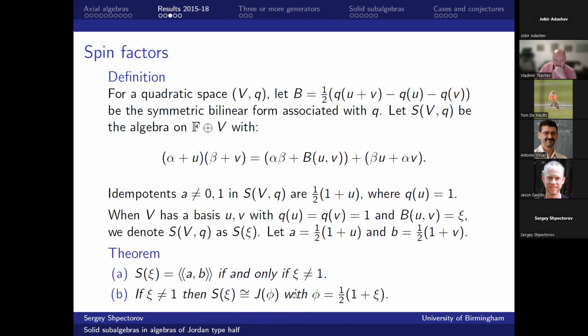There is a simple relation between the parameter phi and the parameter xi from this picture. If xi is 1, there is also an algebra, but it will not be the spin factor in that case. But almost always it is a spin factor.